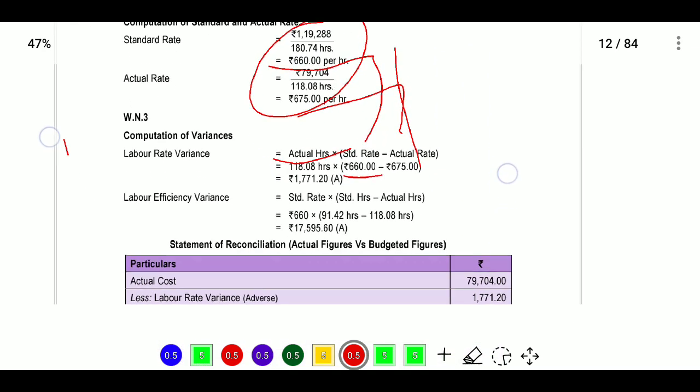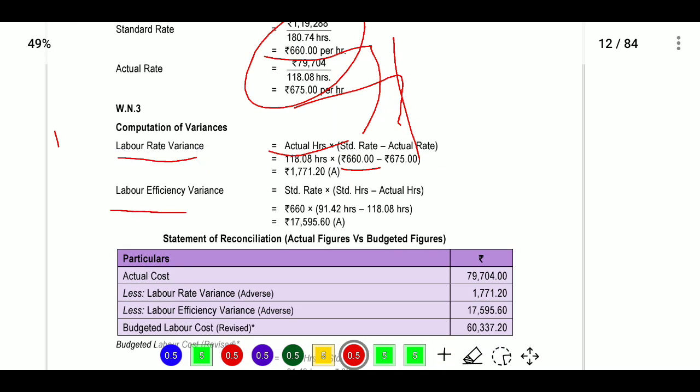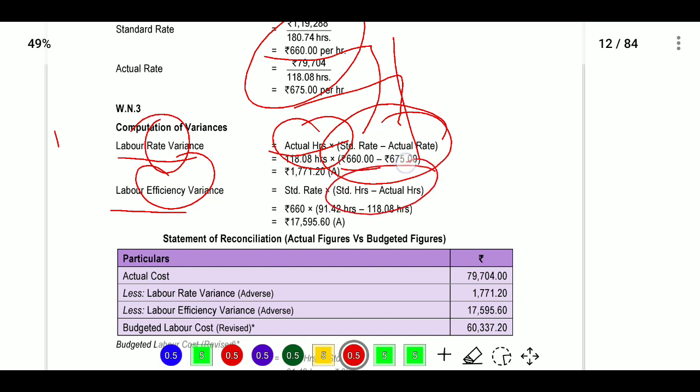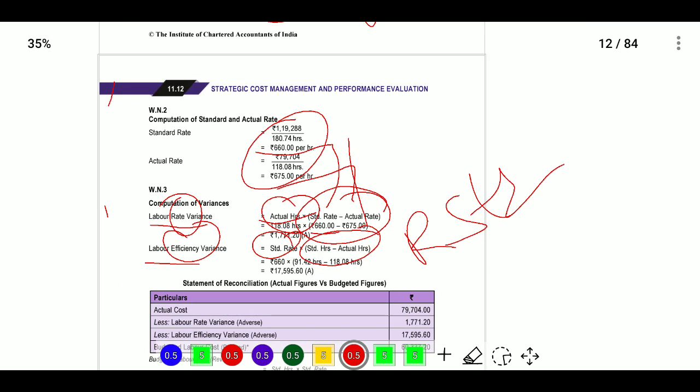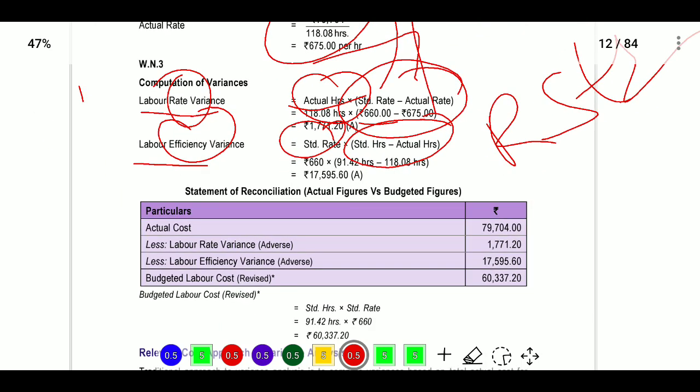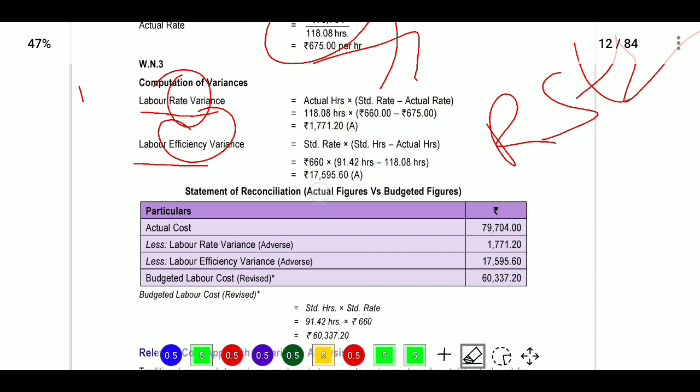Next, labor efficiency. This is the rate variance: for rate we take the rate difference and actual hours. For labor efficiency variance, we take the difference in hours, and the rate will be the standard rate, always the standard rate. Hours, or quantity, means actual hours worked for efficiency. So we take the difference in efficiency hours, and we take the standard rate.